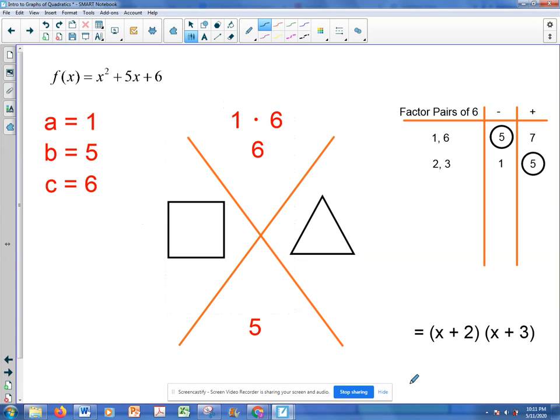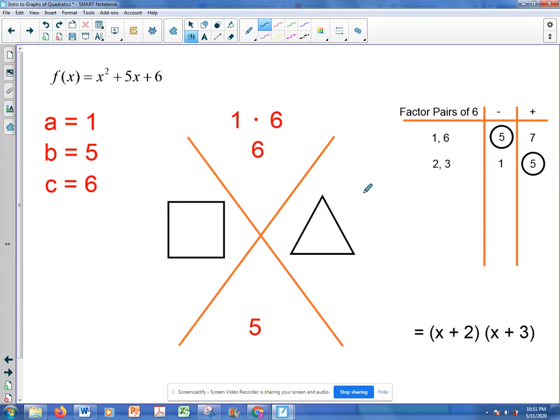All right, we're going to try one. So x squared plus 5x plus 6. First thing we do is identify a, b, and c: 1, 5, and 6. 1 times 6 gives me 6 up at the top, and then the 5 is all by itself down at the bottom. Look at my factor pairs. I've got 1 and 6, and 2 and 3. When I subtract, I get 5. Add, I get 7. When I subtract, I get 1. When I add, I get 5.